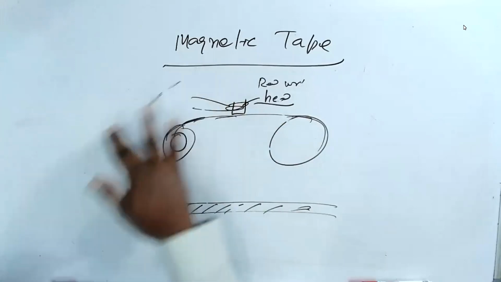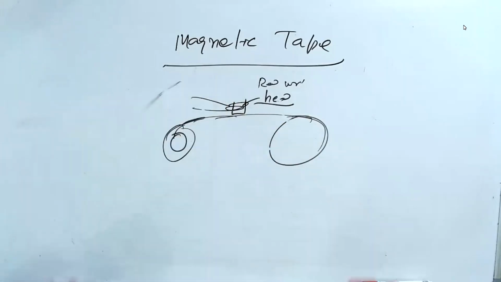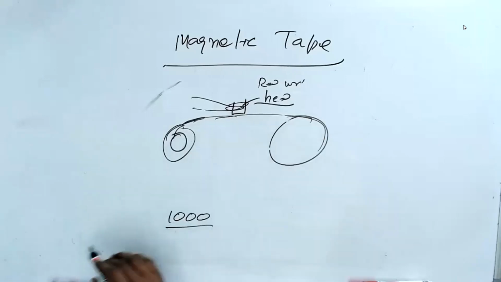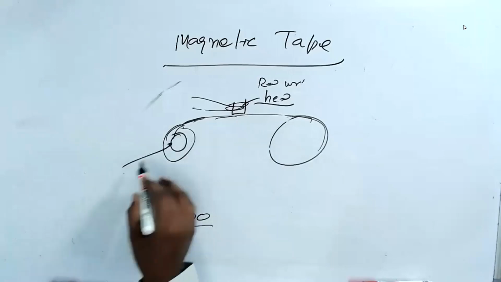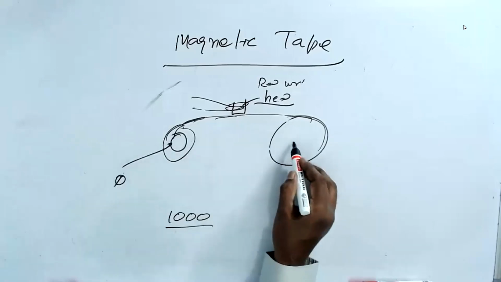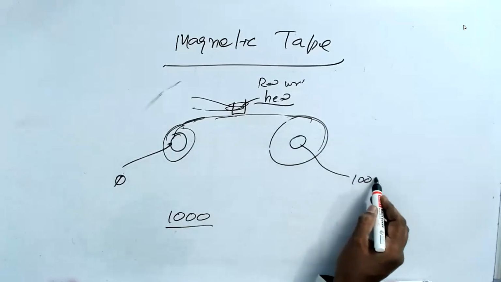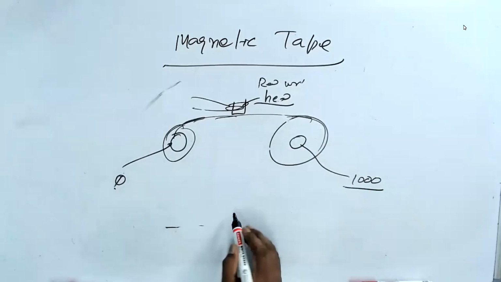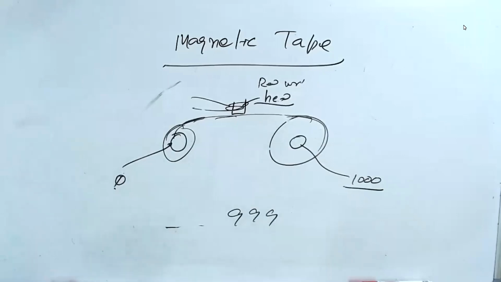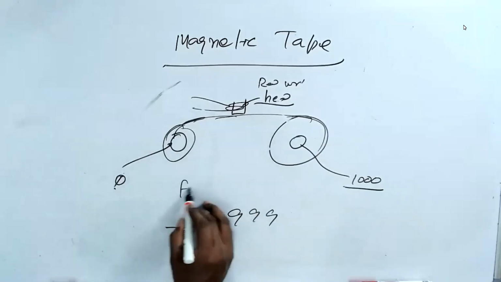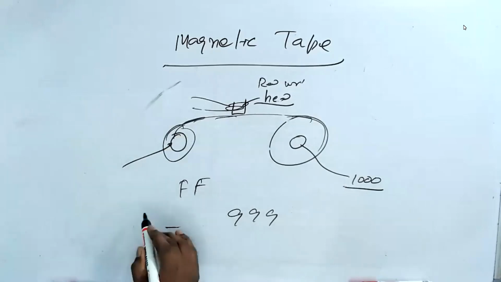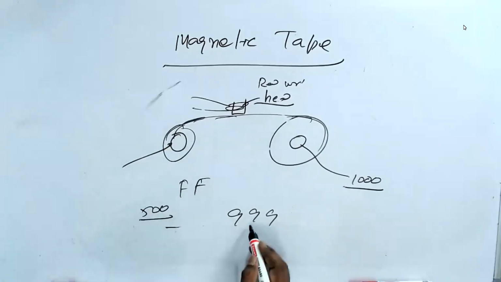But the problem is, let us assume that I store about 1000 bytes. At the tape beginning, I have location 0. At the tape end, I have location 1000. Let us assume I am at 0. Now I want to read from 999. What should I do? I have to fast forward from 0 to 999. It takes time. Same way, if I'm at 500, I have to fast forward.